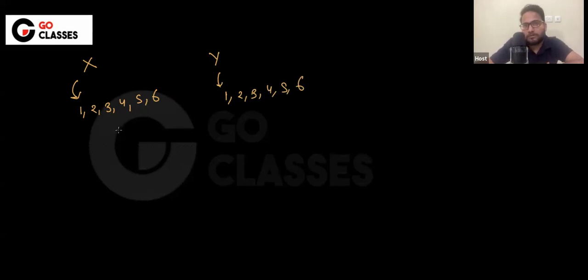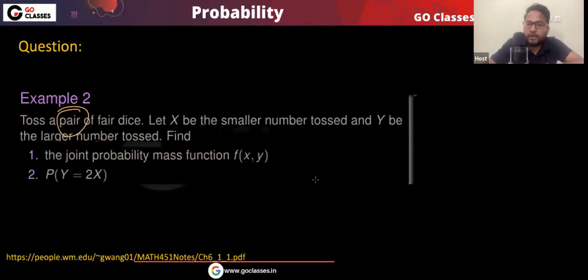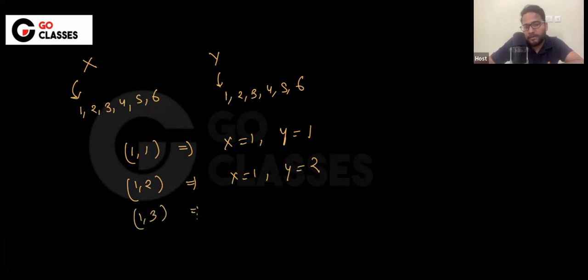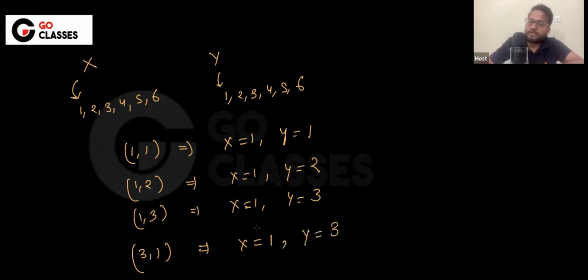Now suppose if 1 1 appears, then they are saying x is the smaller number and y is the larger number. If 1 1 appears, then x is 1, y is 1. If 1 2 appears, then x is 1, y is 2. If 1 3 appears, then x is 1, y is 3. If 3 1 appears, then x is how much? Again 1 only, because x is the smaller number, right? And y is 3. Is this okay to everyone?